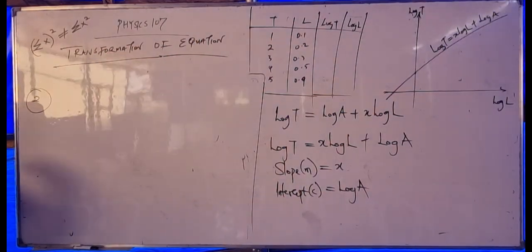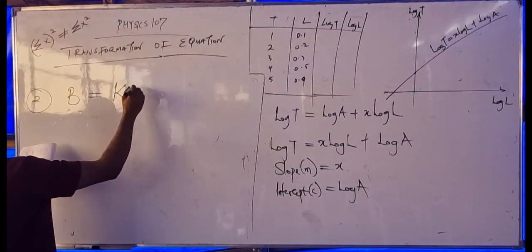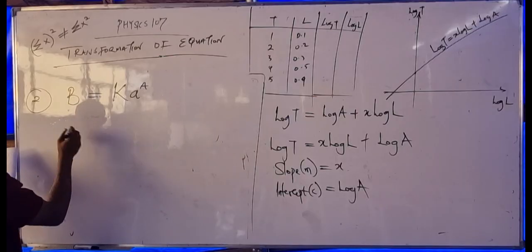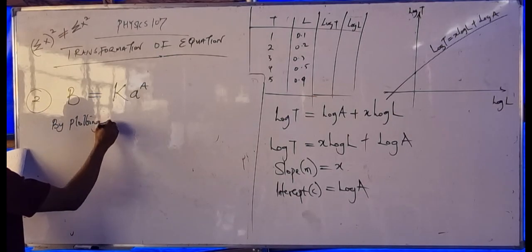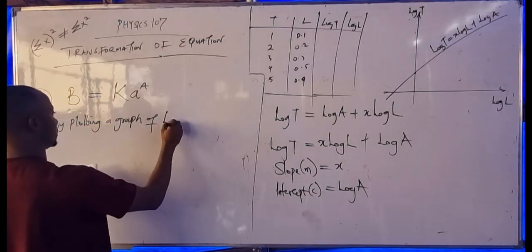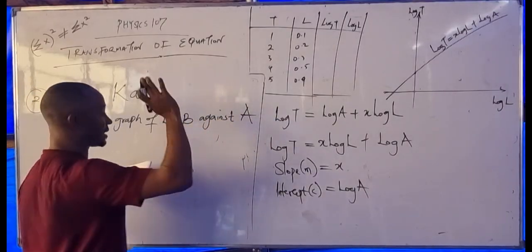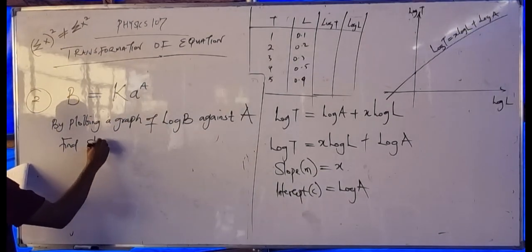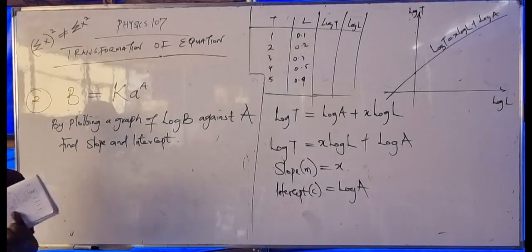Number 2, let me see your answer. If you are given B equals k a raised to the power of capital A, by plotting the graph of log capital B against capital A, just capital A, there's no log here. Find your slope and your intercept for me. Do it now for me.